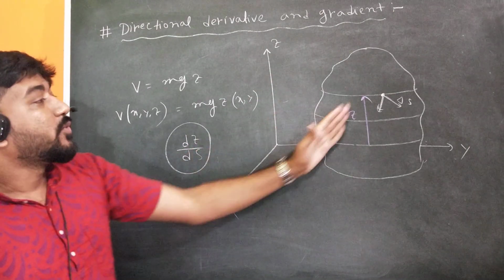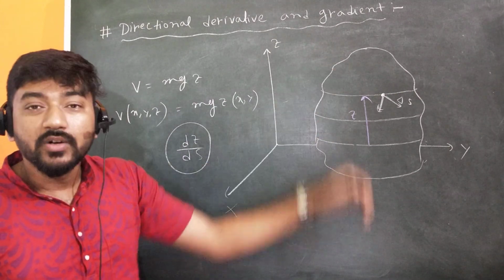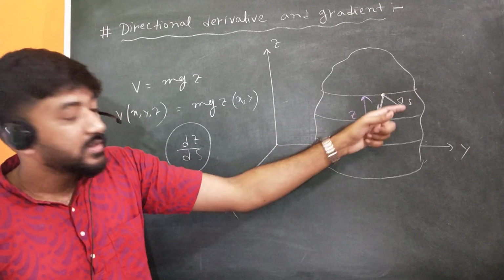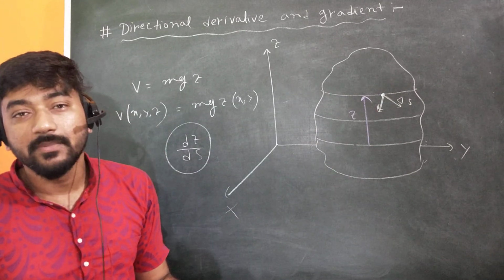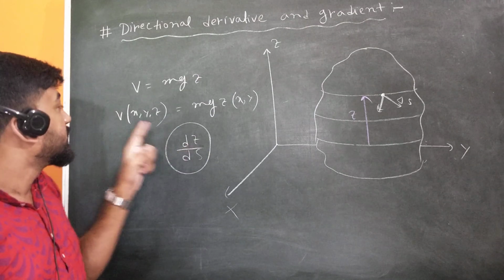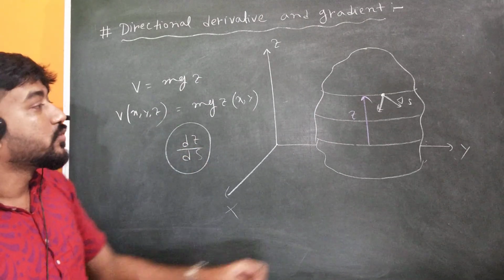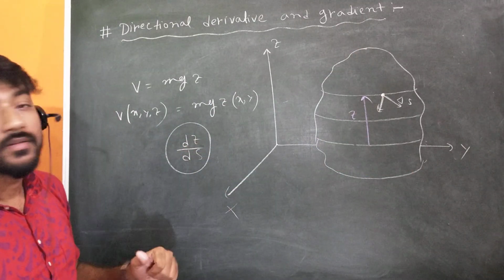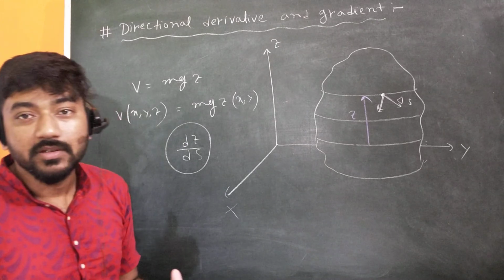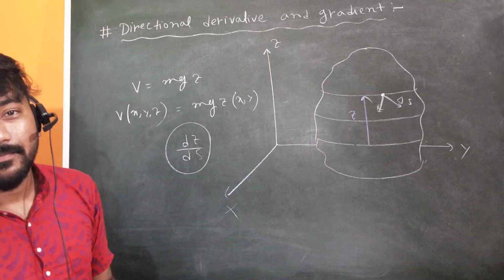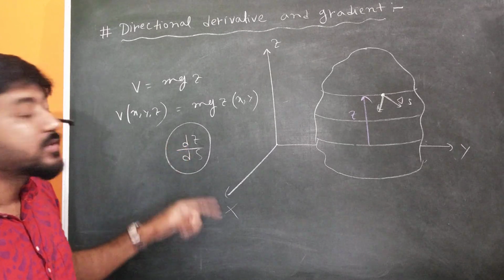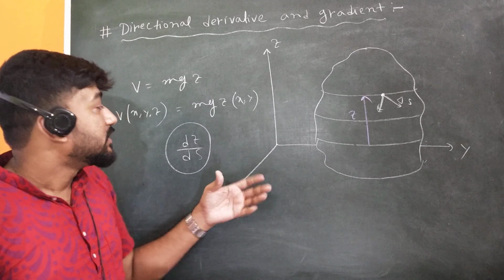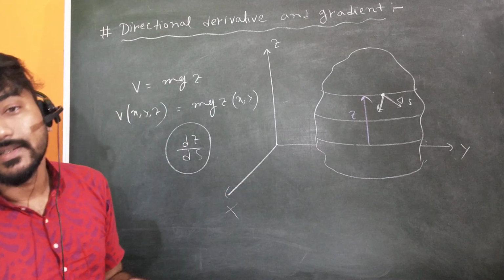Maybe if z is in the upward direction, then dz will be positive. If z is in the downward direction, then dz will be negative. If you move along this level surface, then z will be constant, so v will also be constant. But if you want to know in which downward direction the slope of z will be maximum, in which direction it will vary most steeply, then you have to find the maximum value of dz upon ds, and that is the directional derivative. That's why we need to know about this directional derivative.